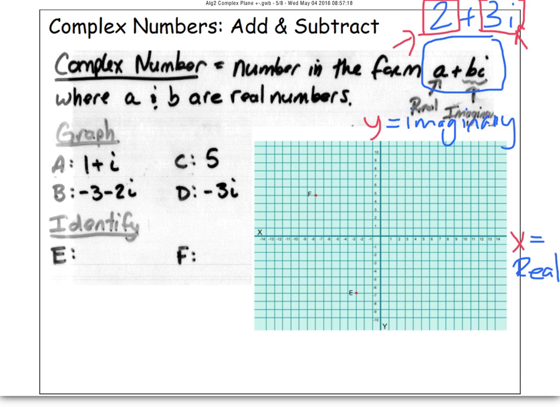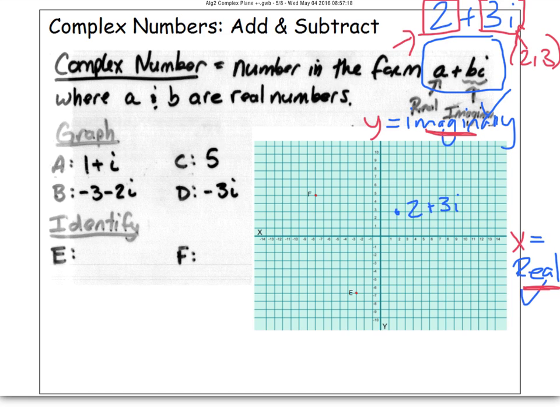So if I ask you to graph the number 2 plus 3i, it's really the same as the ordered pair (2, 3), because the 2 represents the real number, and the 3i represents the imaginary number. So I would graph that by going over 2, and I would go up 3. I would plot that point, and I would call this 2 plus 3i. Now be careful, this isn't normal graph paper that we're used to in algebra class. This is a very specific piece of graph paper called a complex plane. So you can only graph imaginary numbers if the graph paper says the x-axis is the real and the y-axis is the imaginary.